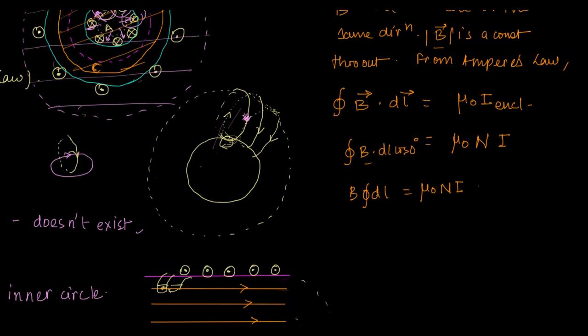Now what is this whole integral of DL? That is 2 pi r. So B times 2 pi r equals mu naught n I, and my B becomes mu naught n I upon 2 pi r.